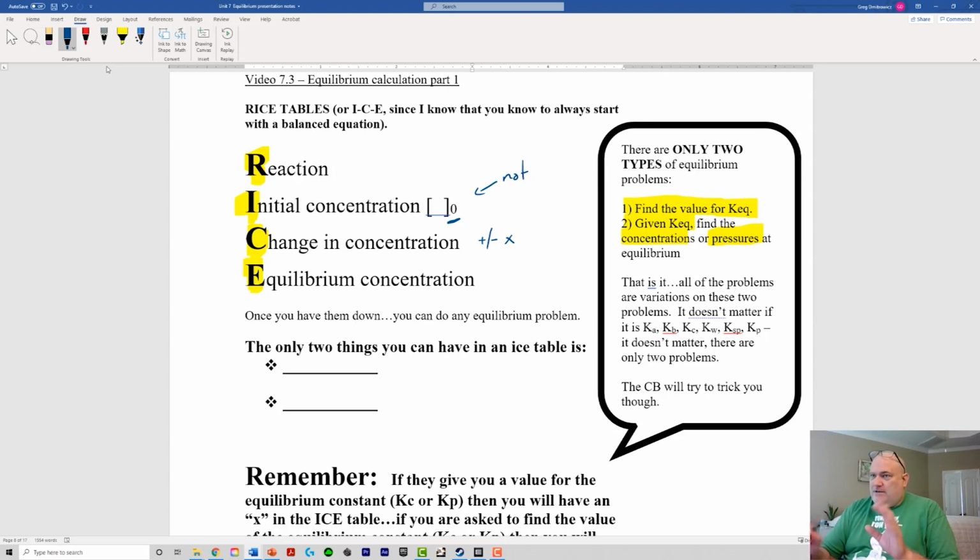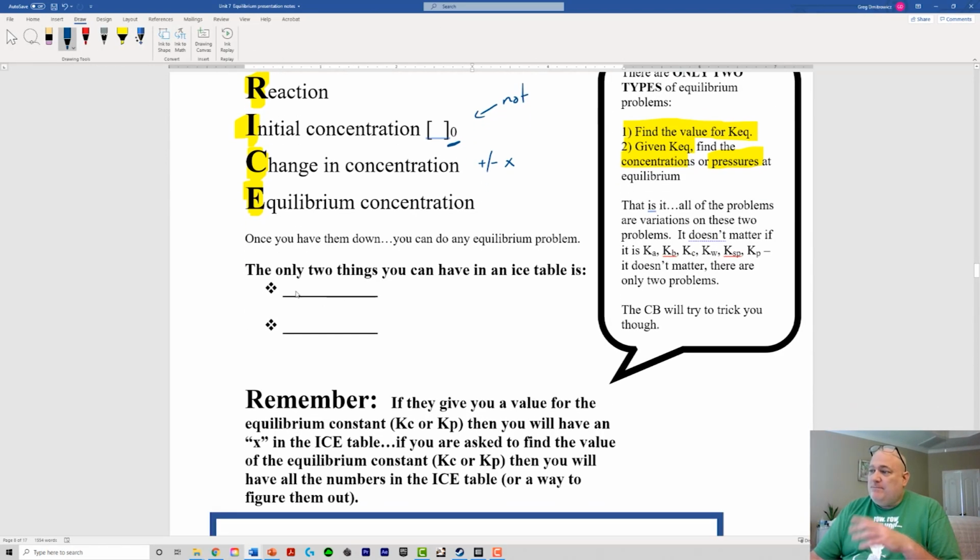Now, until we do a problem, that's going to sound a little bit ethereal and not make a whole bunch of sense, but one of the things you have to remember is that there's only two things you can have in an ICE table. One is concentration, and concentration must be in molarity. The second thing you can have is pressure, and that must be in atmospheres or a unit of pressure. And side by side, if you're dealing with concentrations, you're going to deal with a Kc. If you're dealing with pressure, you're going to deal with a Kp.